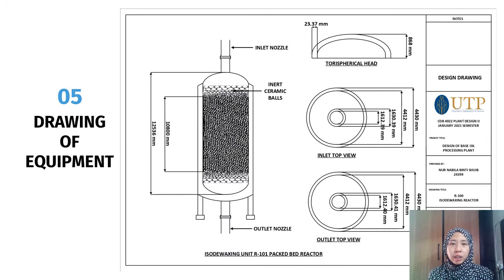In the drawing, we could see the dimension of the reactor, torispherical head, nozzle inlet top view, and outlet top view. Thus, we could see that the inert ceramic balls are placed above and below the catalyst bed in order to distribute the feed uniformly and to prevent the catalyst from passing through. The purpose of using inert ceramic balls is to guard the bed from sudden pressure surge, as they can disturb the packing and cause maldistribution and bypassing of feed.